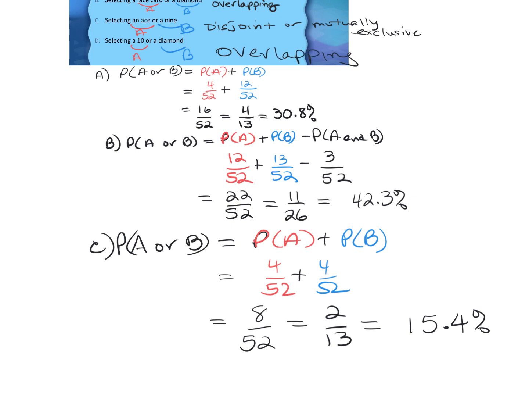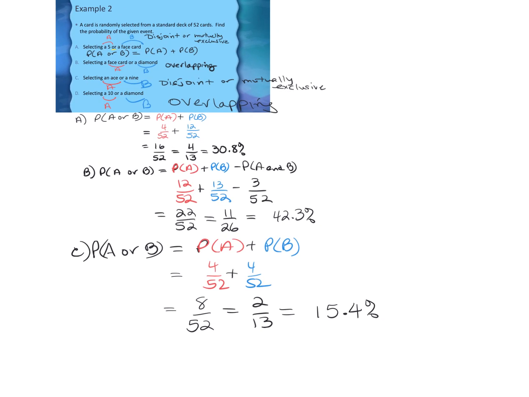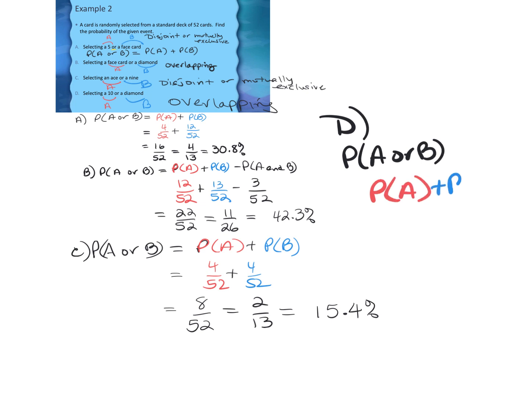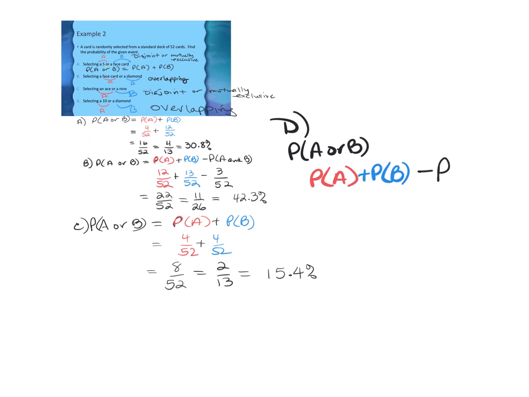So I'm going to use the same formula I used in part B. So for part D, let's come over here to the side. The probability of A or B happening is going to be the probability of A plus the probability of B minus the overlap. And that overlap is that 10 of diamonds. There's only one. So A and B happening.